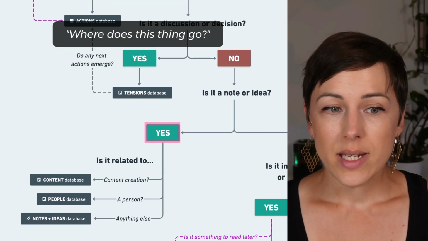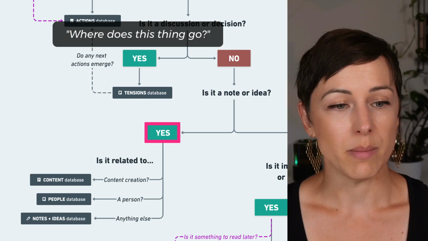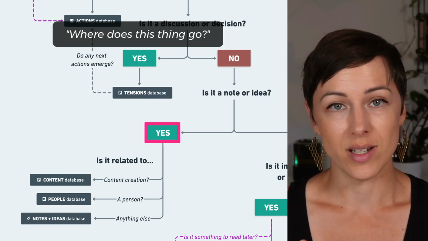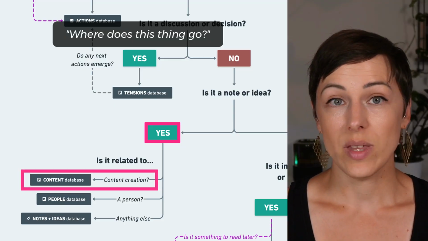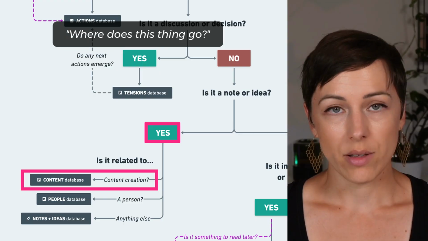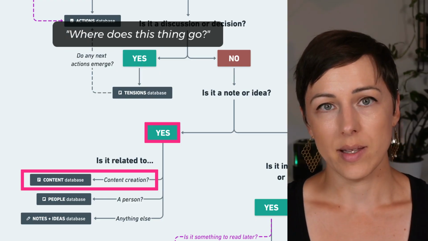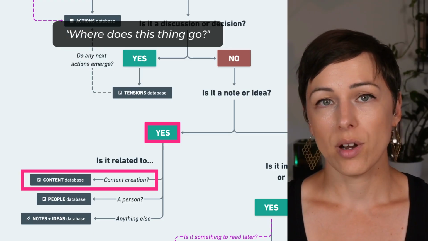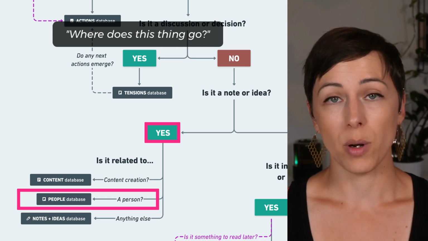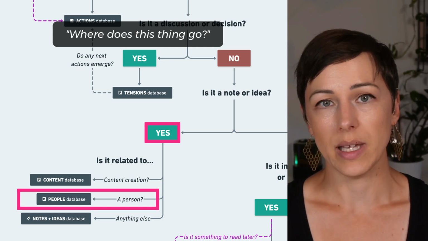If it is a note or idea, depending on the context of the note or idea, we send this to a different database. So we ask if the idea or note is related specifically to content creation, we will save that into the content database. The content database is basically our editorial calendar. It's where all ideas for content that we produce get stored and saved with a status, an author, an intended publish date, etc. If the note is related to a specific person, we can add that to the person's profile inside of the people database.